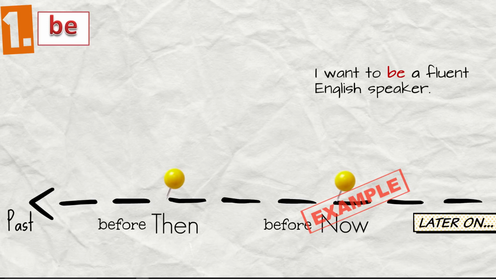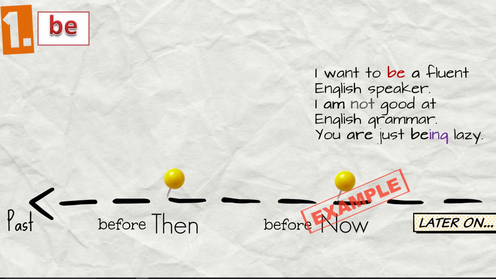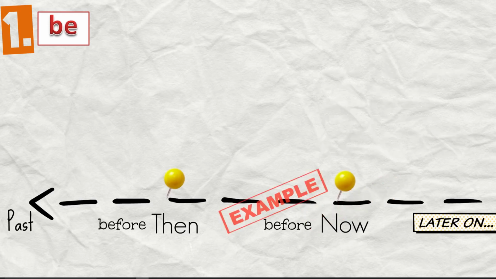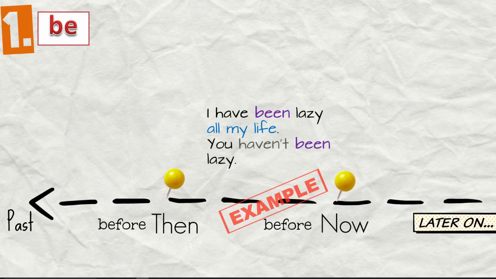Alright, I am not good at English grammar. You are just being lazy. He isn't lazy, normally. Alright, then we have I have been lazy all my life. You haven't been lazy. I've been being confused all my life.